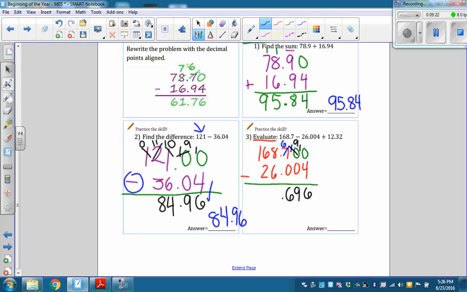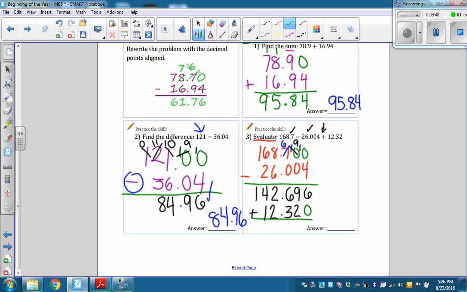8 take away 6 is 2. 6 take away 2 is 4. And then I have a 1. I've taken care of this and this, but don't forget the problem also asks you to add. So I'm going to put a plus 12.32. And remember, I need a placeholder, or it's helpful.